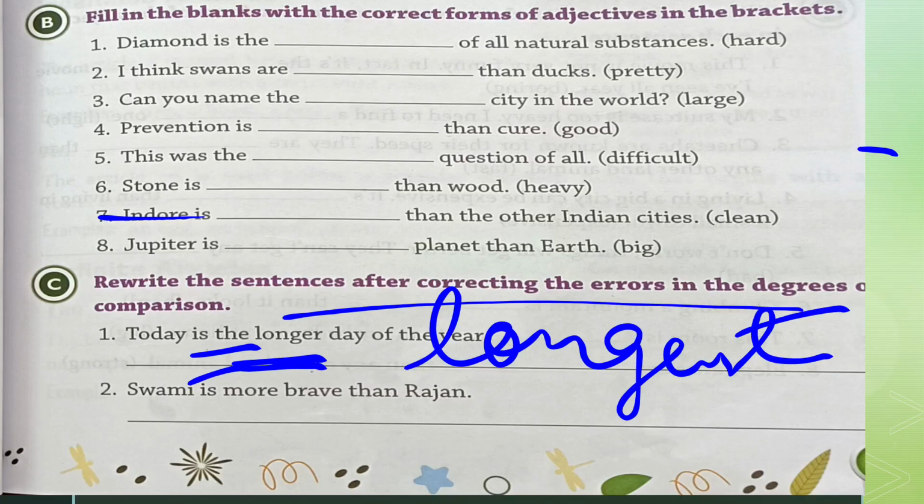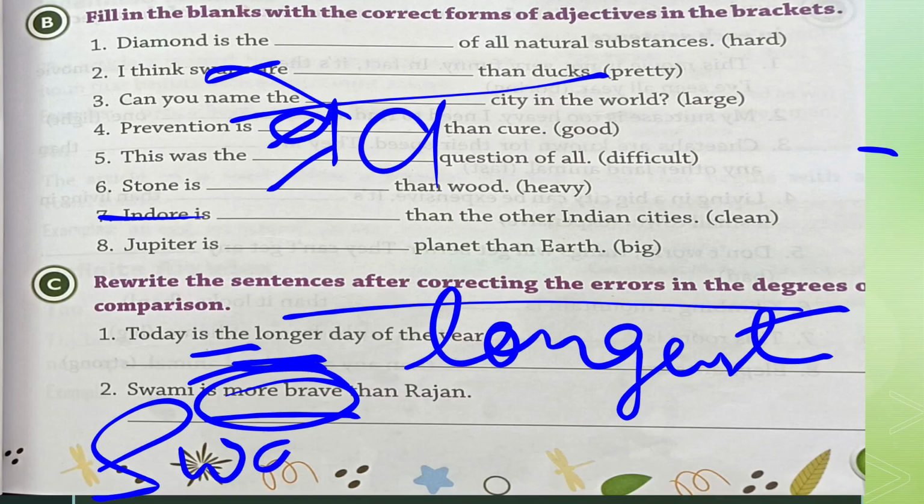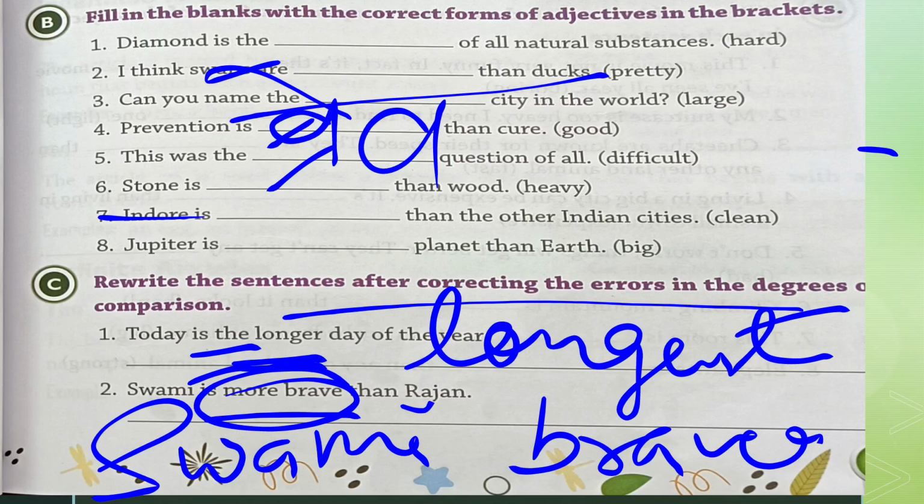Just rewrite the complete sentence. Now, Swami is more brave than Rajan. We will not write more brave, because brave is a single syllable. So we will write braver. Just write the complete sentence. Swami is braver than Rajan.